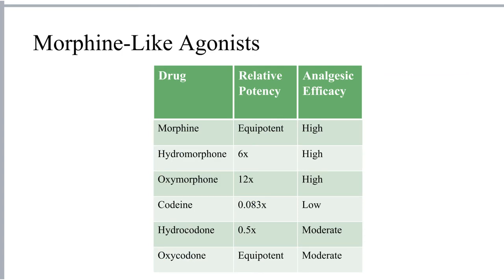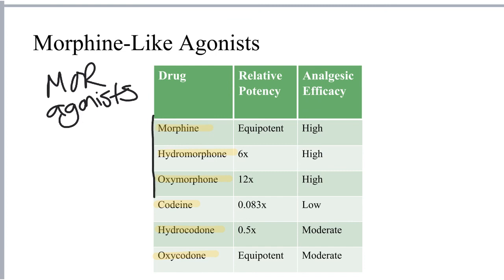The morphine-like agonists include the drugs morphine, hydromorphone, oxymorphone, codeine, hydrocodone, and oxycodone. These drugs differ in structure, as you will also learn. But in general, when it comes to the pharmacology of these agents, they all produce analgesia by activating the mu opioid receptor, though they do differ in their potency compared to morphine and in their maximal analgesic efficacy. Morphine remains the standard opioid agonist against which all other opioid agonists are compared.